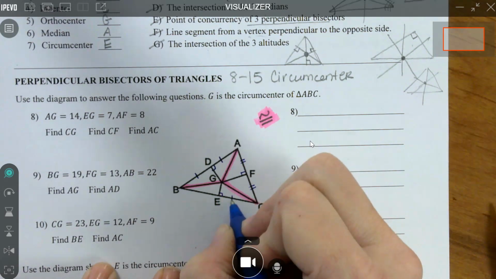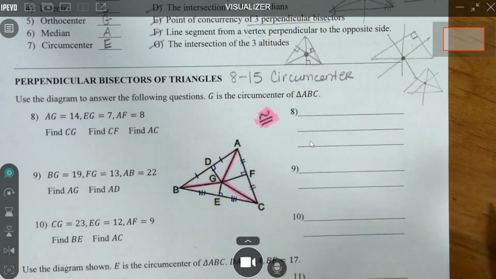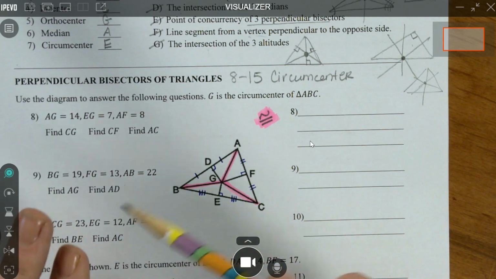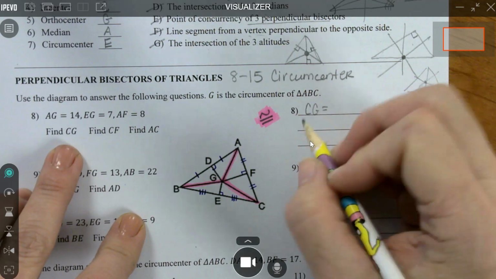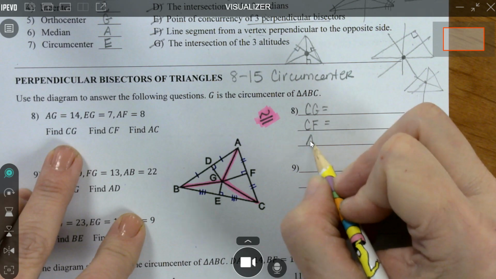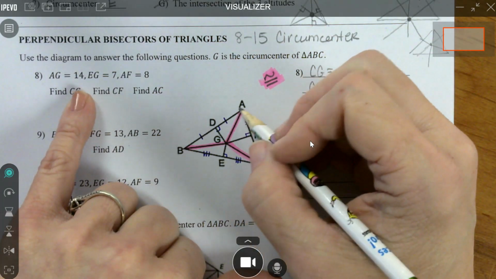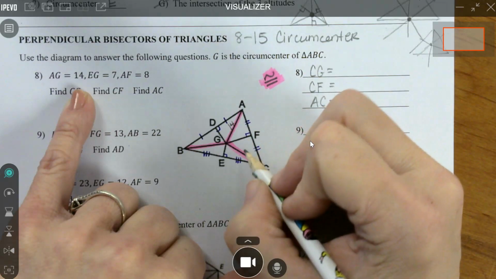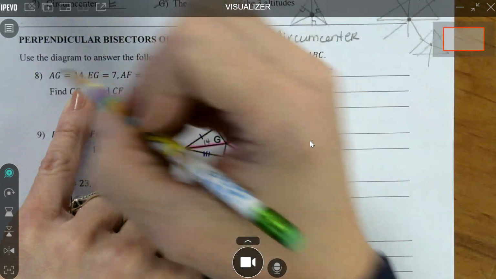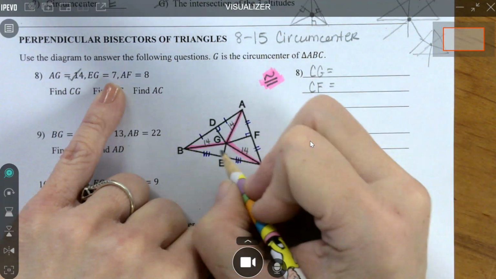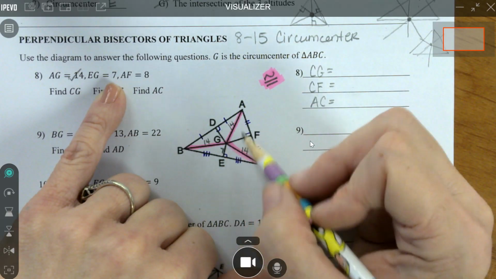Okay, so I'm gonna leave these markings for all three, okay, 8, 9, 10. But I am gonna erase the numbers so that they don't get in the way of each other. For 8, I have to find CG, CF, and AC. Okay, so before I do anything, I'm gonna label. It says A to G is 14, all right, which means both of these other pink ones are 14. I'm labeling that. I got 3 items for 1. It says that EG is 7, so that's this part here. These perpendicular lines are not congruent, so nothing else is 7.